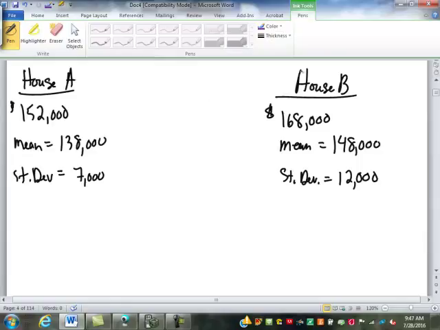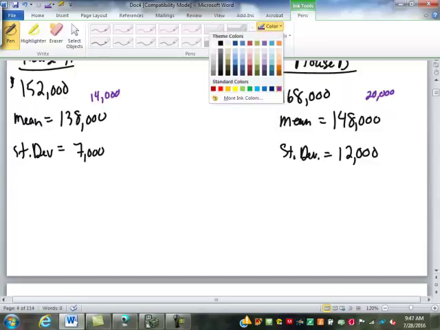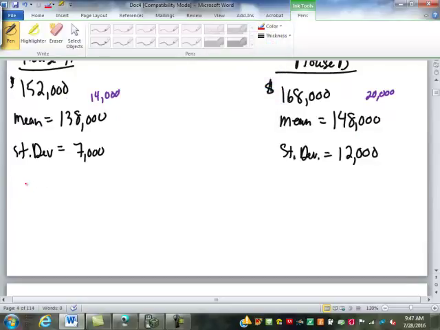Now you might look at that and say, well, gee, the $152,000 compared to $168,000, that's cheaper. And you might even say, well, this one's $14,000 above the mean. This one's $20,000 above the mean. That still seems to be that this one's a better deal. But you've got to remember, it's in different neighborhoods where the value might be different. So if you look at this, we're going to find a z-score for each.